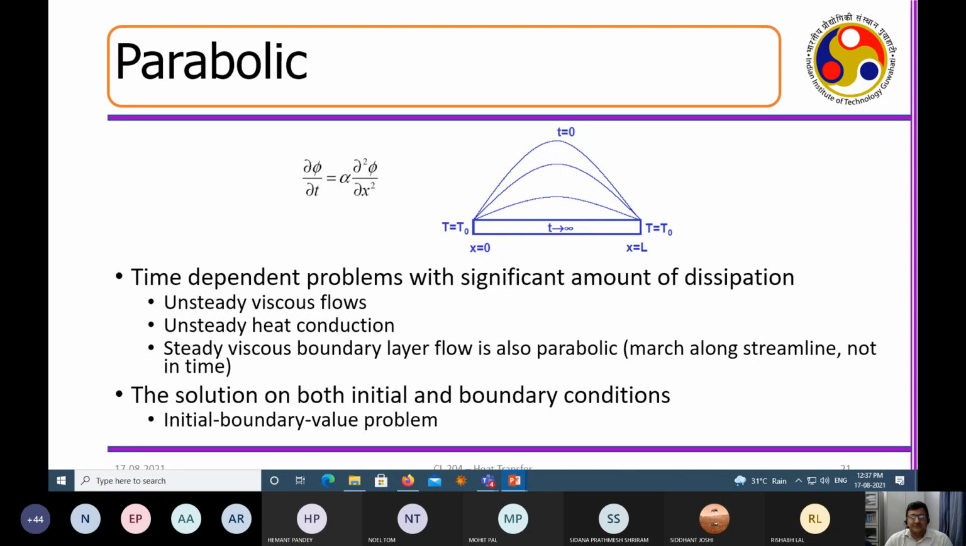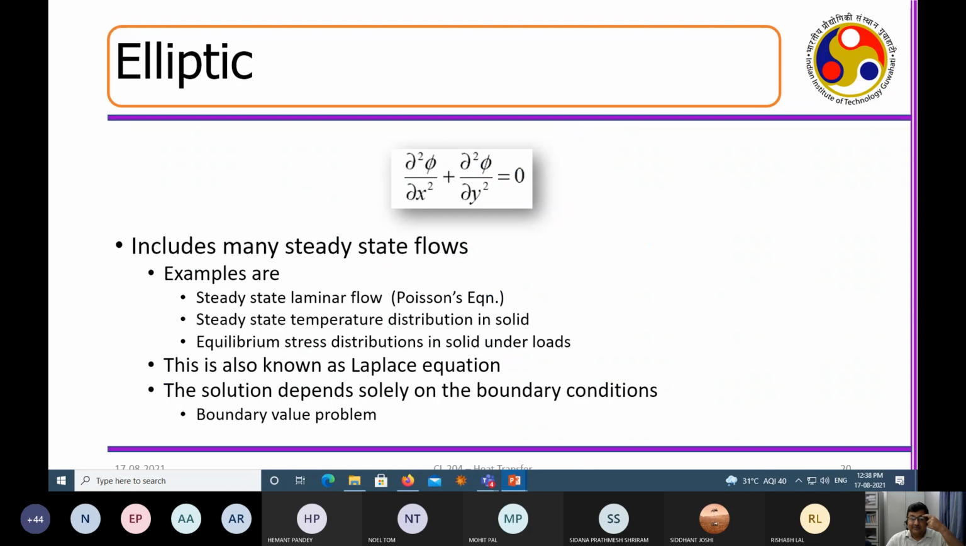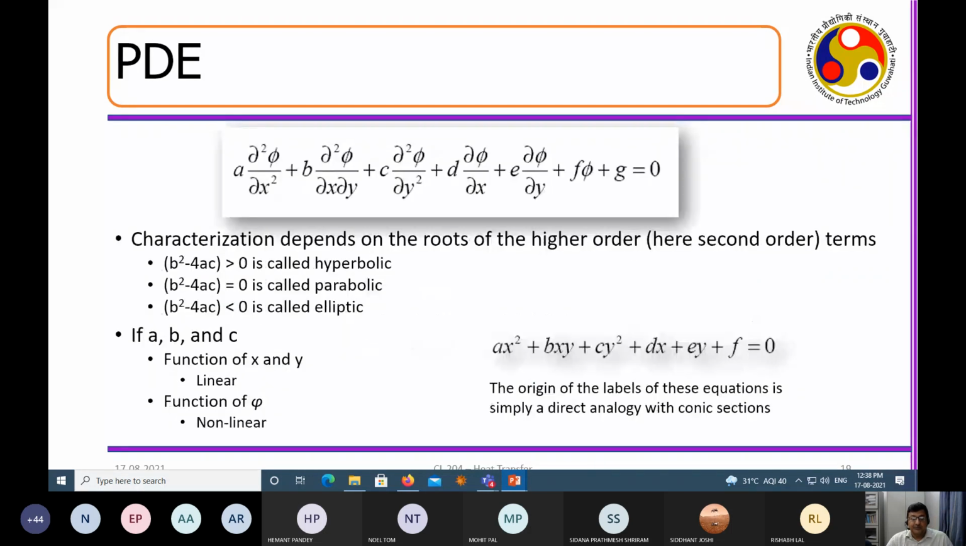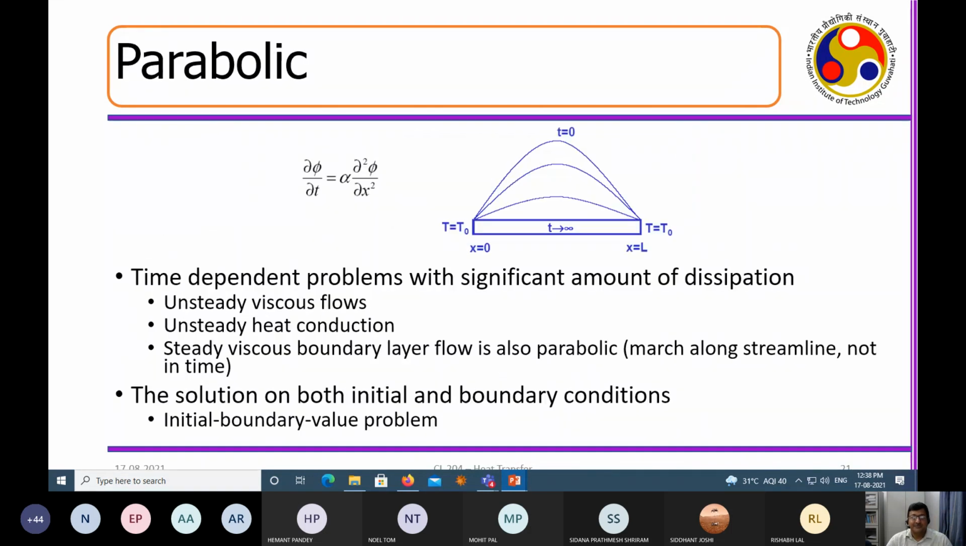Now, if you have this sort of equation, this is a parabolic equation. So del phi by del t equal to alpha del square phi by del x square. We will do this in heat conduction: del capital T by del small t equal to alpha into del square T by del x square. If you put those coefficients, you will find that b square minus 4ac is equal to 0.